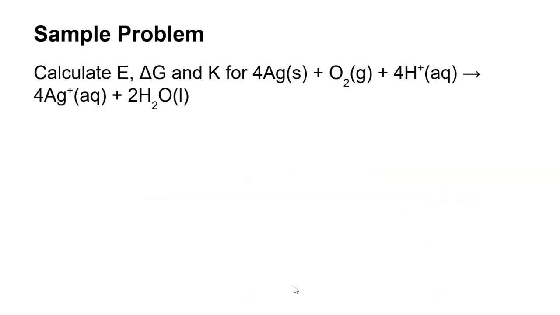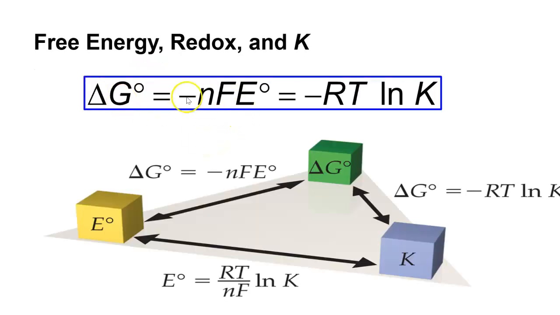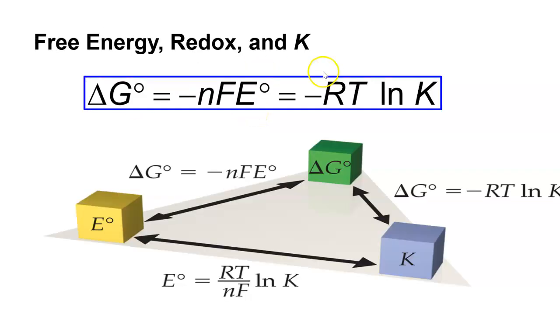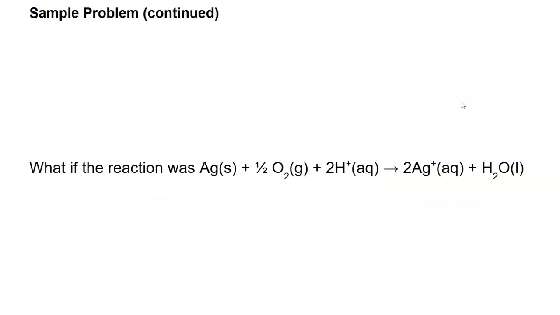So what I have here are a couple of examples. I want you to calculate these on your own. I'm going to put these answers up at the start of our next class. So you're going to calculate E, divide this into its two half reactions, and use those two tables on the previous slides. Then you can calculate delta G from that using nFE. And then you can also calculate K using negative RT ln K.